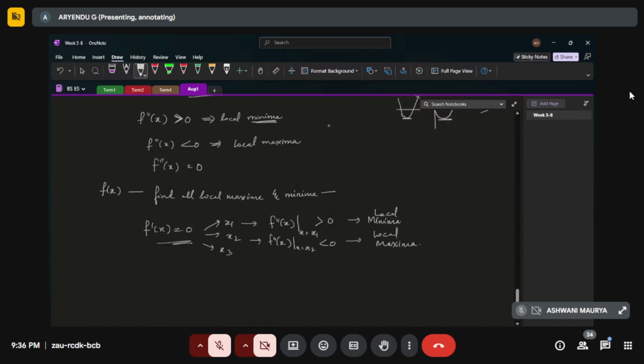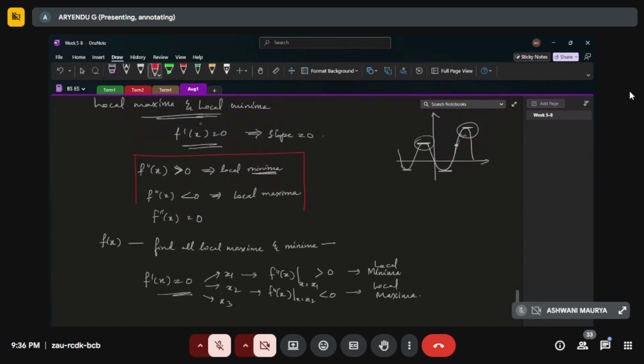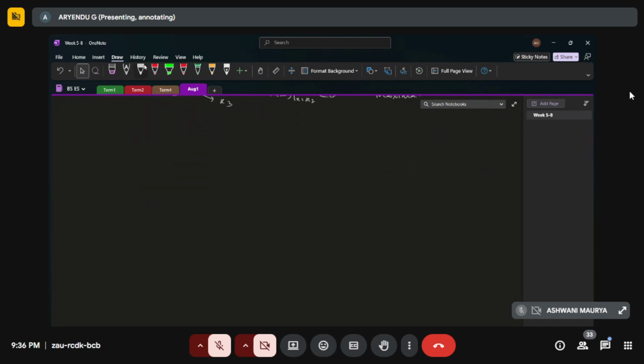This is a very simple function. Just have to remember that f'(x) needs to be 0 initially, and then f''(x) greater than 0 means local minima, and f''(x) less than 0 means local maximum. And then coming to the wonderful Rolle's theorem.